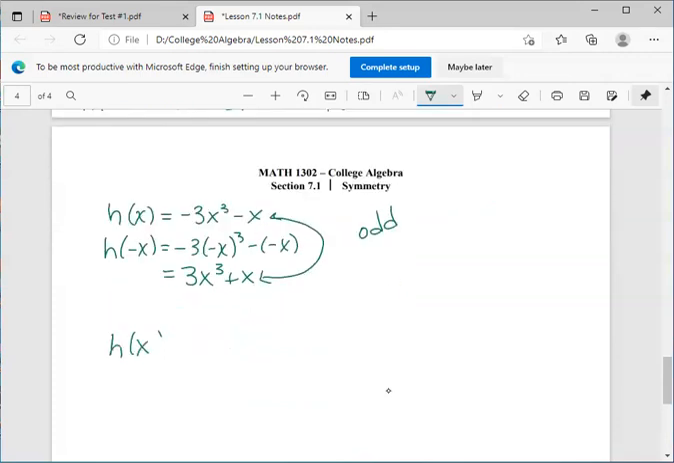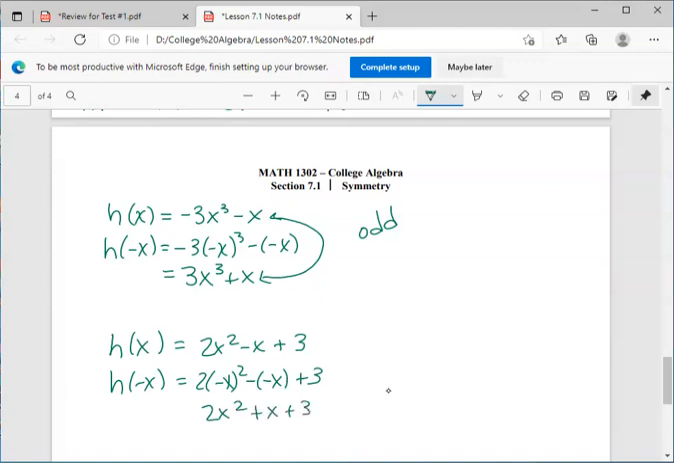If I have h of x is equal to 2x squared minus x plus 3, and I plug in a negative x for that one, this is going to say 2x squared. This is going to turn into a positive x plus 3. Well, these are both positive, but this one is the opposite, and then this one is back as positive. So this one would be an example of something that is neither one, because everything wasn't the opposite or the same. Does that make sense? Okay.